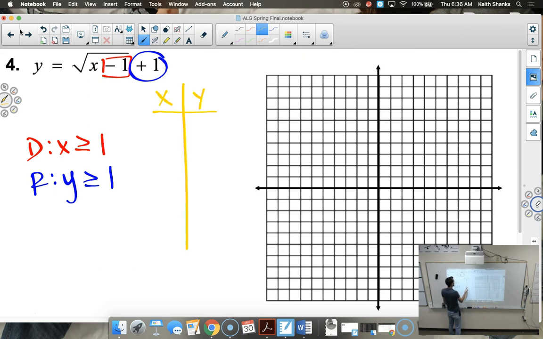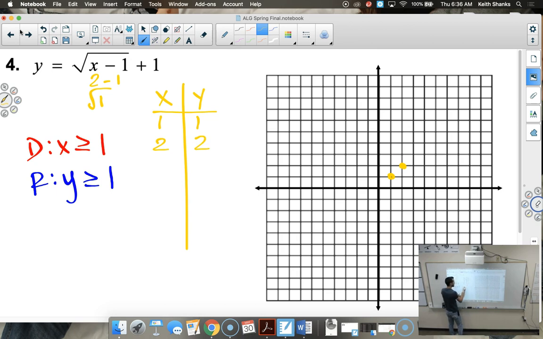X and y. I'm going to start with my lowest value I can for x, so 1. If x is 1, this whole thing becomes 0. 0 plus 1 is 1. So over 1 is 1. Start right there. If I plug in 2, notice 2 does work here. 2 minus 1 equals 1. The square root of 1 is 1. 1 plus 1 is 2.